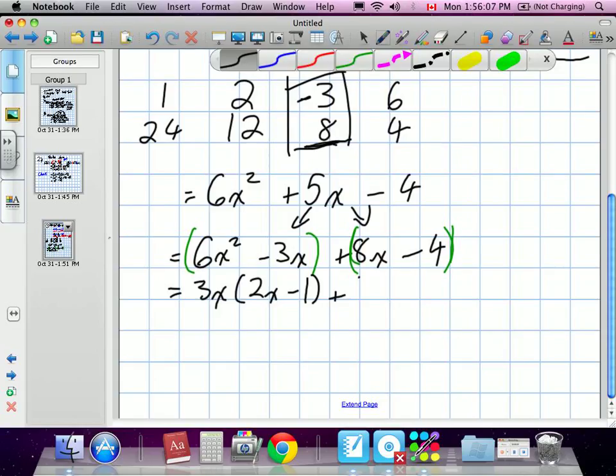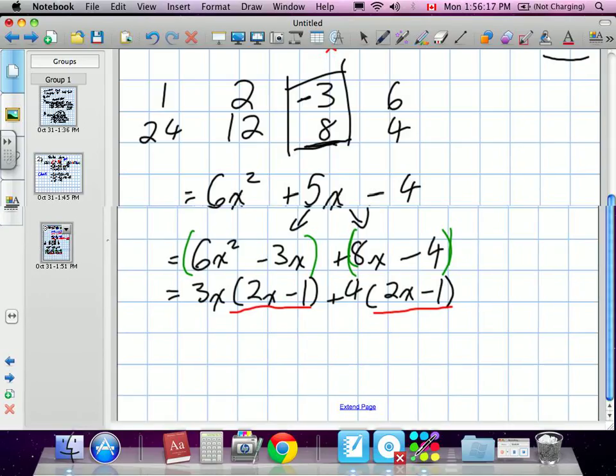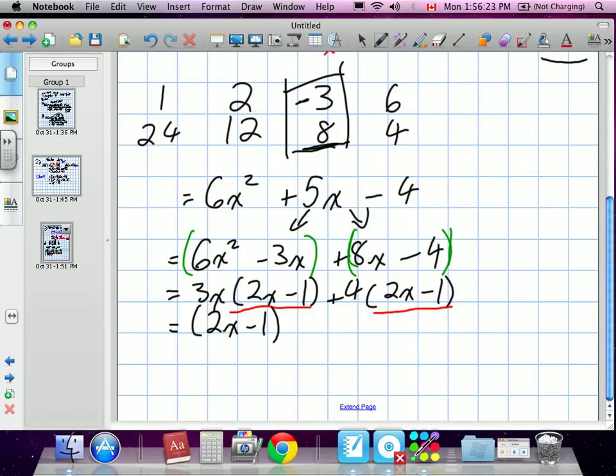Now what has happened is the two brackets are the exact same terms. So I factor the brackets out themselves. It's just like common factoring, which we've done before. And the two terms that are left over go into the other bracket. 3x plus.